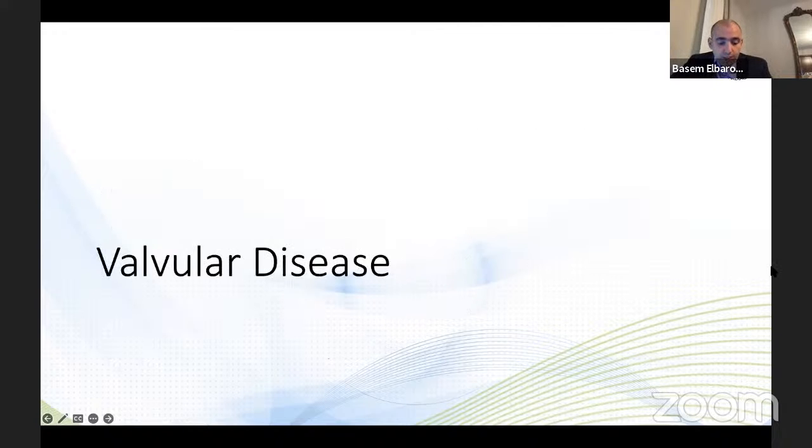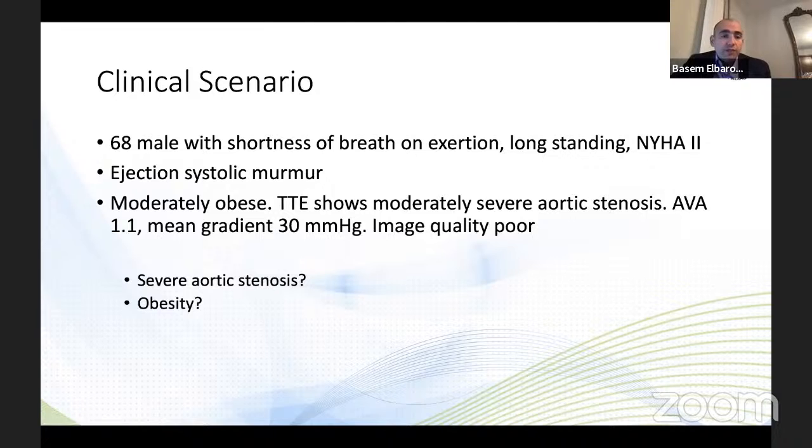Okay, so that's the shunts on the right heart cath. I'm going to talk about valvular disease next. The majority of valvular disease now is diagnosed non-invasively, but in some cases you might need hemodynamic assessment. So I'll give you a clinical scenario.